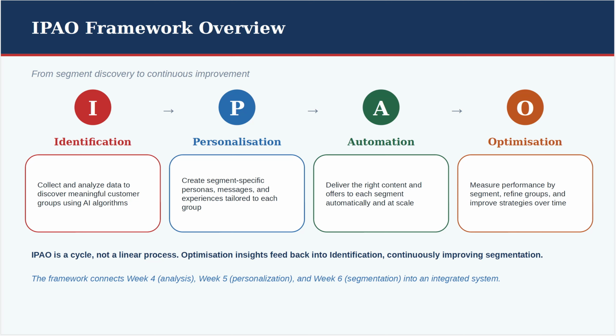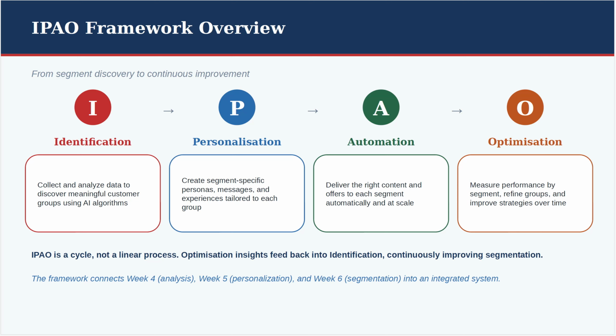So that's for identification. For personalization, what are the questions asked? What content works for this segment? What offers drive responses? What channels do they prefer? What journey makes sense? The automation questions could be: what triggers should launch campaigns? How do we tag customers and segments? What platforms deliver to each segment? How do we maintain relevance at scale?